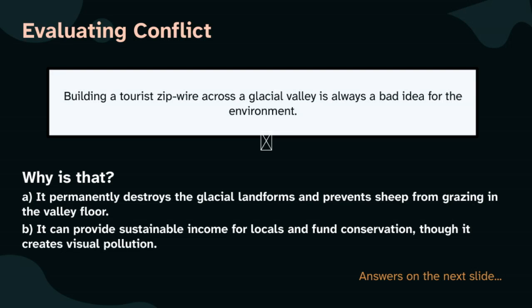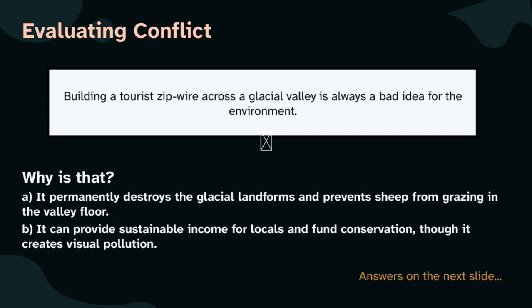Building a tourist zip wire across a glacial valley is not always a bad idea. It may have negative impacts. For example, it could create visual pollution, noise, traffic, and disturbance to wildlife. Some people may feel it spoils the natural beauty of the landscape. However, it could also provide benefits. It may create local jobs, support tourism businesses, and provide income that can help fund conservation work.